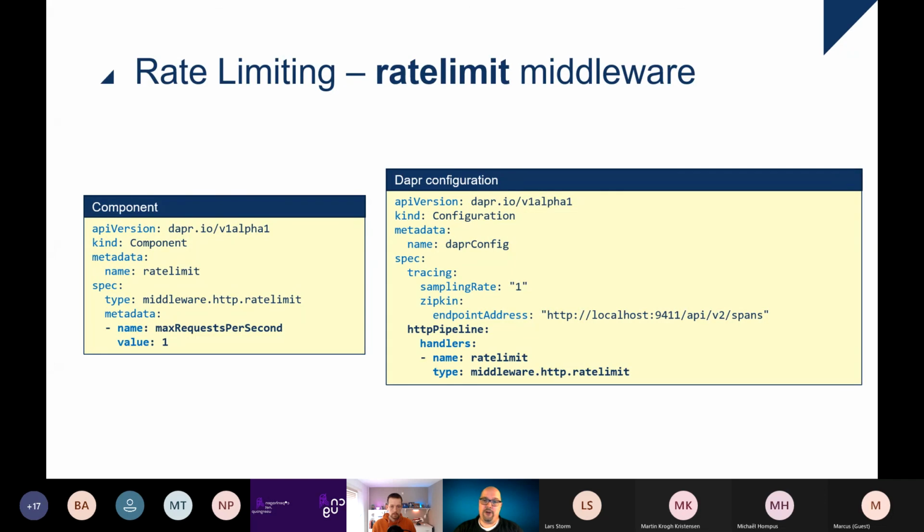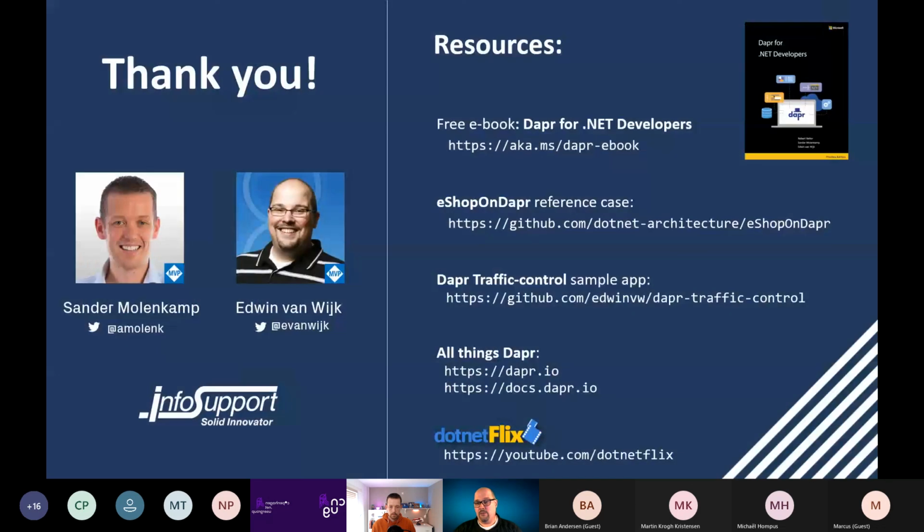So like I said, you configure the middleware through the configuration file. So here you can see that I can add a middleware.http.rateLimit component on the left, and I specify that I want to have a maximum of 1 request per second. And then in the Dapr configuration file, you specify the HTTP pipeline, and you add the rate limit middleware component to the pipeline. So this is how you configure that. And then this rate limiting will be a policy that will be running in your sidecar. So I don't have a demo of that.